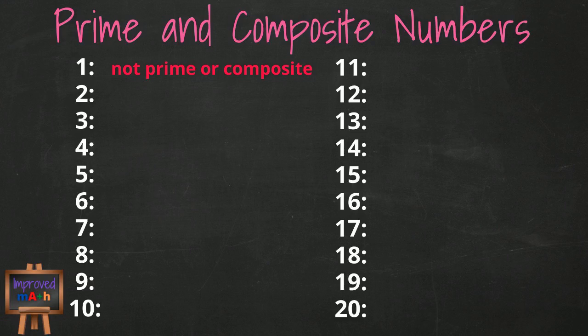The definition of prime and composite numbers is any whole number greater than 1. What kind of number is it then? Not sure. It's just not a composite or a prime.